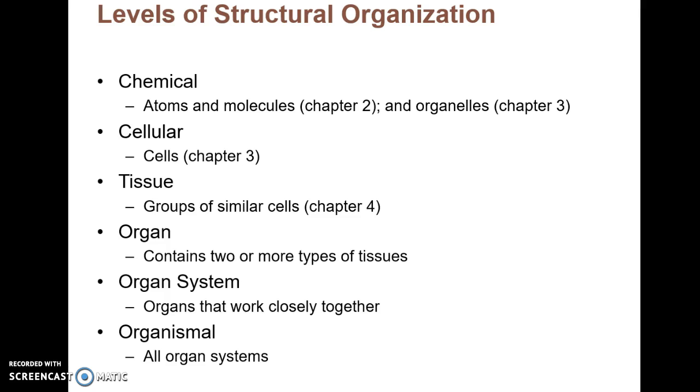Organ systems are going to be organs that are working closely together, usually 2 or more in that organ system. And the organism, which would be us, would be all organ systems working together.